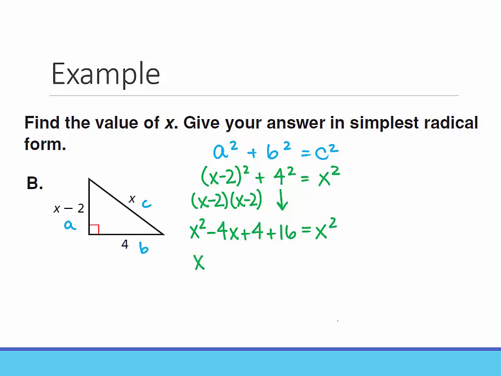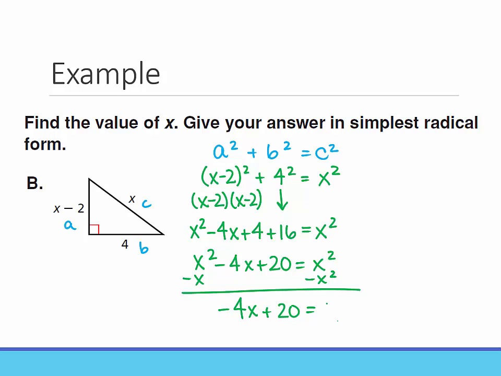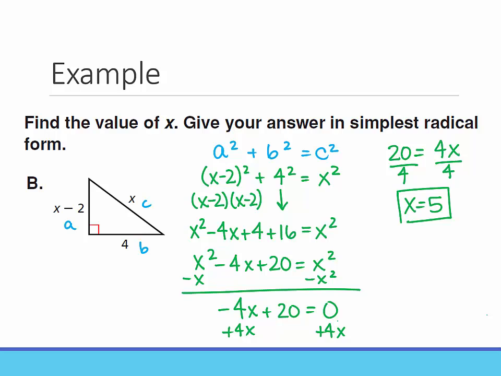So if we go to simplify this stuff, if I subtract this x squared from both sides, it goes away, which is awesome because this is much easier to solve. I'm going to add 4x to both sides. So if we come back up here, I get that 20 equals 4x. And if I divide by 4, that gives me 5. So I found the value of x. Give my answer in simplest radical form. Since this one was a nice pretty answer, that is simplest radical form.